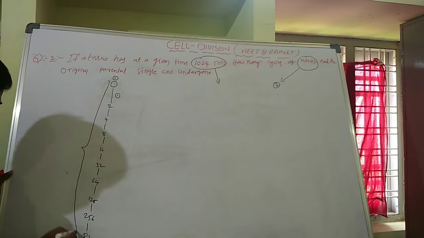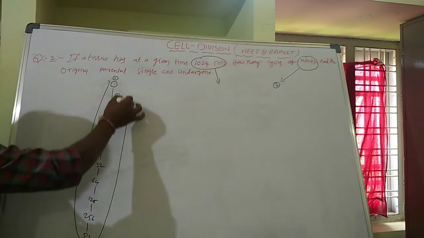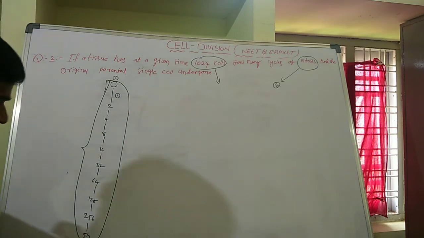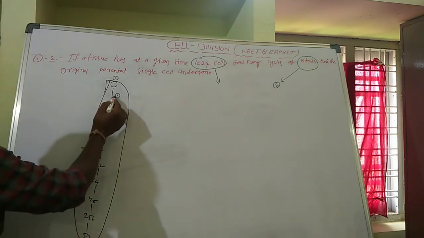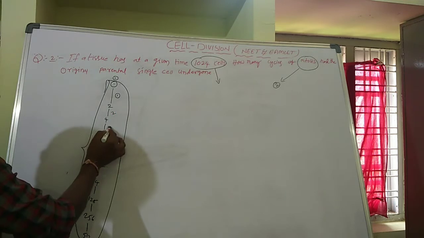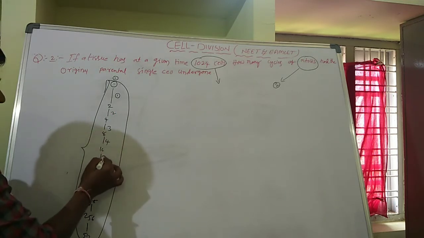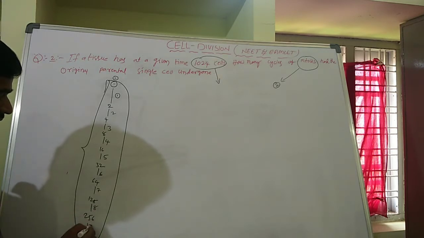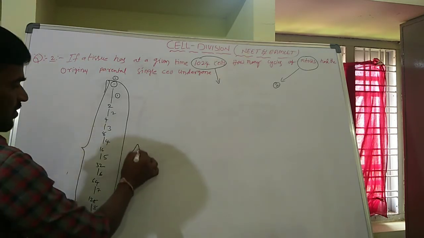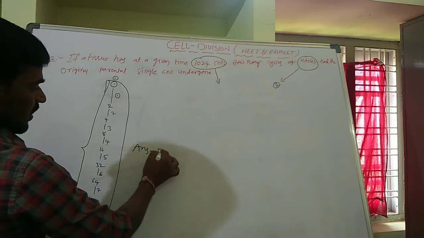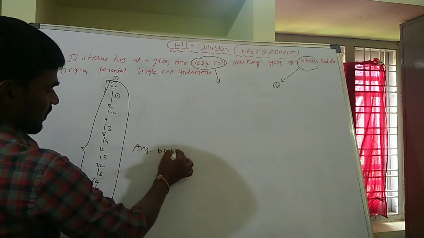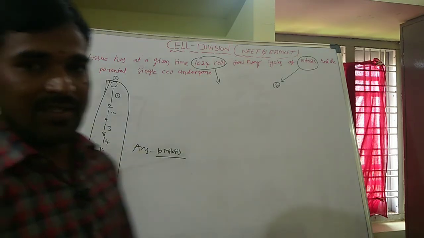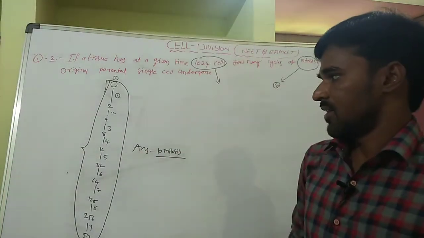Here, how many mitosis divisions are essential? We have to count each stage. First mitosis division, second, third, fourth, fifth, sixth, seventh, eighth, ninth, 10th. What is the answer? The answer is 10 mitosis cycles.